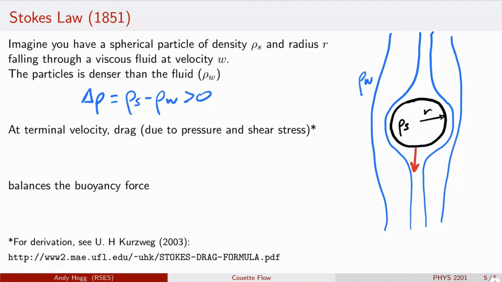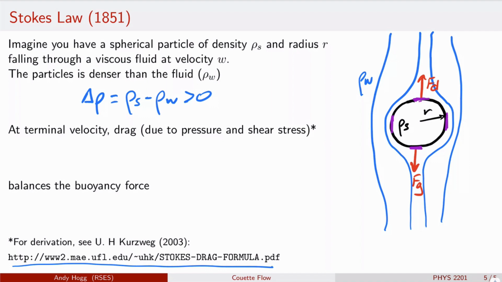The forces on this particle include the gravitational force pointing down and a drag force which is acting in the opposite direction. Now it turns out that this drag force is due to two things. It's due to higher pressure beneath the particle than there is above, and it's due to the viscous shear stress on the sides of the particle. And the derivation to show that is actually quite long-winded, so I'm not going to go through it in detail, but if you want to look at it, there's a link down here and you're welcome to go and look at that in your own time.